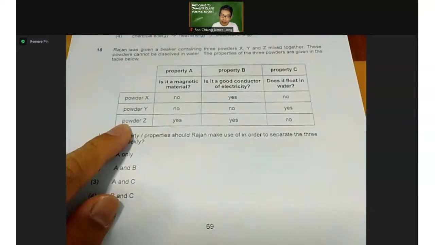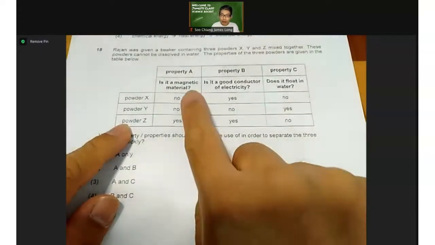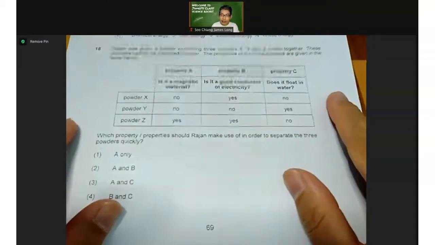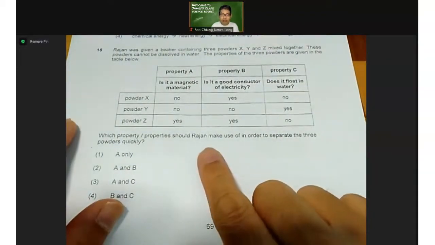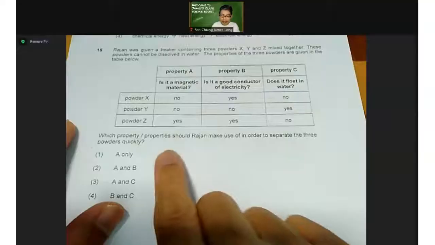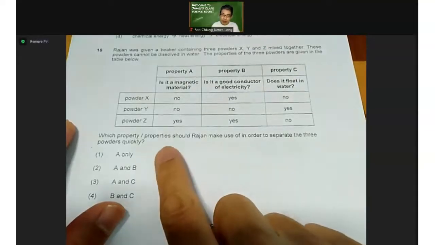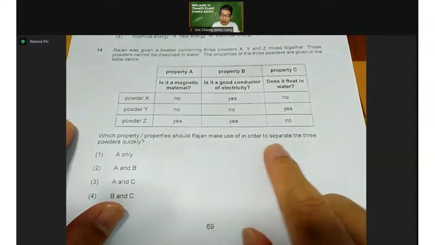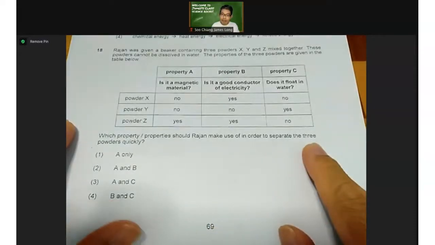And you're told that there could be different properties you can use to separate them. Because this Rajan, a very strange fella, he mixed them and then he wants to separate them. So maybe it's quite free, huh? What property or properties should Rajan use in order to separate the 3 powders quickly?